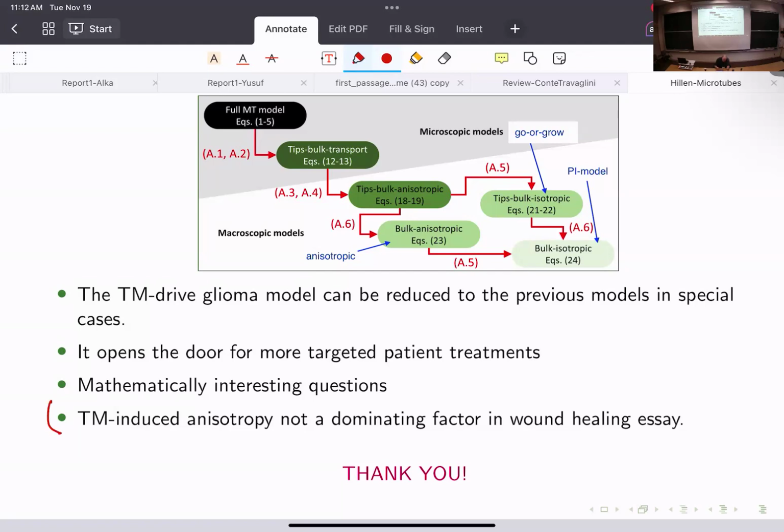I didn't talk about this today, but this is a result for Alexandra. So maybe if Alexandra wants to give a talk here in my lecture, we can talk about this. But I think this is a good taste of where the research stands in the spatial spread of glioma modeling, and there's still lots of work which can be done. All right, so I finish here for today.